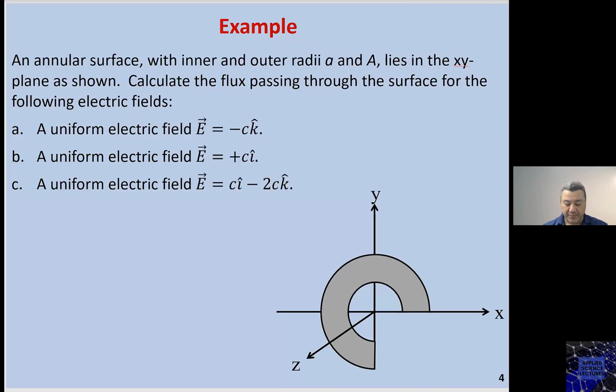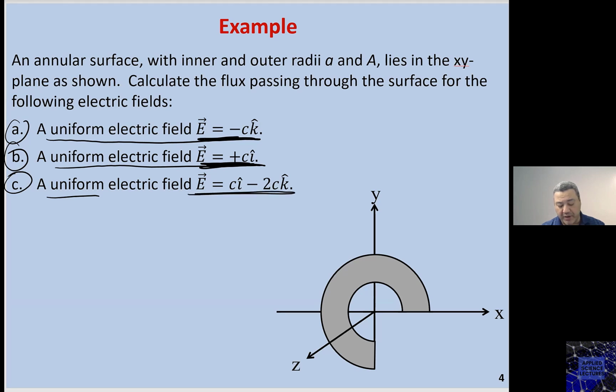Now let's take this example. We have a surface with inner and outer radii of a and A that lies in the xy plane as shown, and we need to calculate the flux passing through this surface for the following electric fields. In A, we have a uniform electric field given by this expression, in B, also a uniform electric field given by this expression, and in C, a uniform electric field given by this expression. So let's first calculate the area vector here.